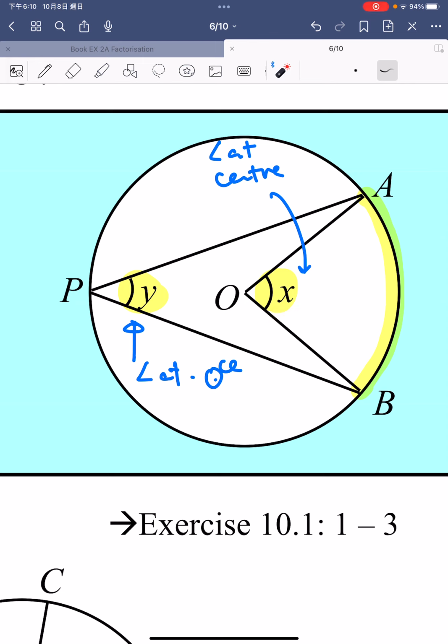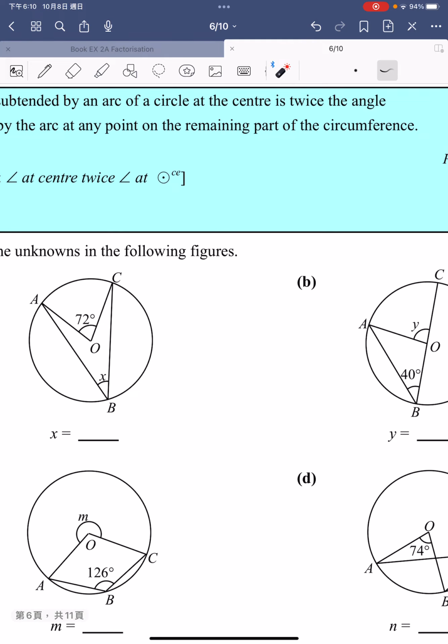The proof of this theorem comes after this solution. If you have any ideas, or if you aim for level 4 or level 5 and above, then try to understand the proof of this theorem, angle at the center twice the angle at the circumference. So let's do the first one.